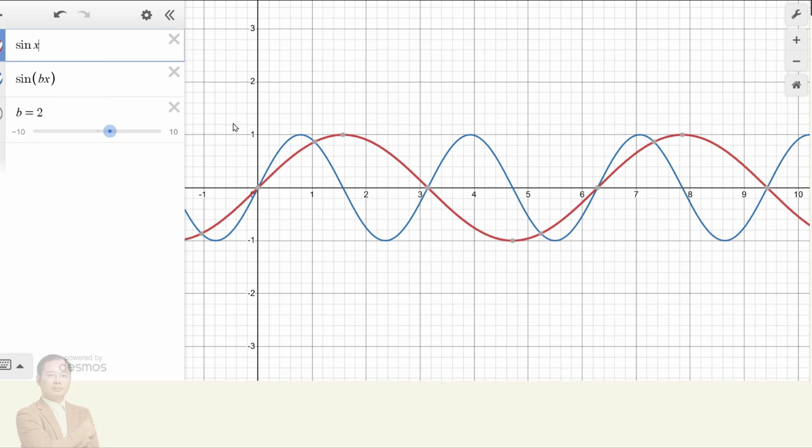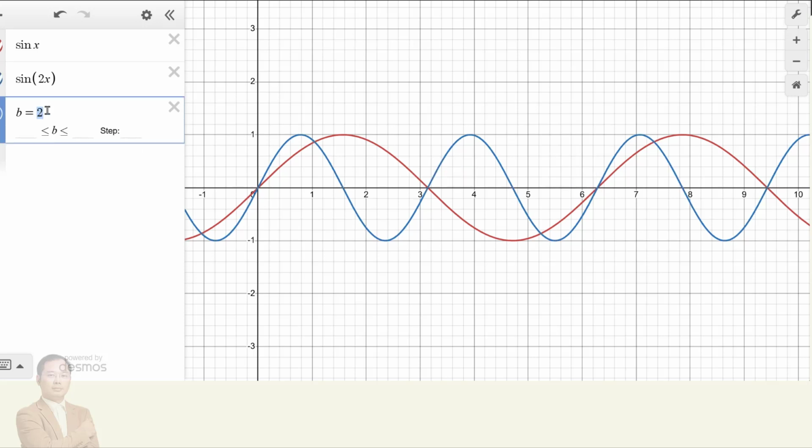With the original function, which is in red here, when the function has completed one cycle, like a wave starting from 0, going up to the maximum, then the minimum, and back to 0 again, this is one cycle. The value 2 pi is the period of the sine function. But for the new blue function with b equal to 2, the new period is pi, which is half of the period of the initial function.